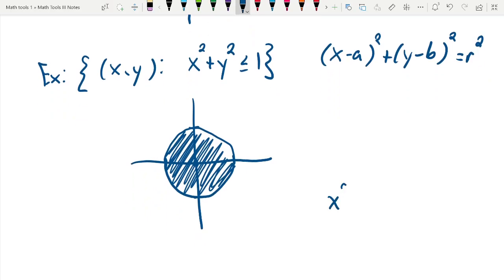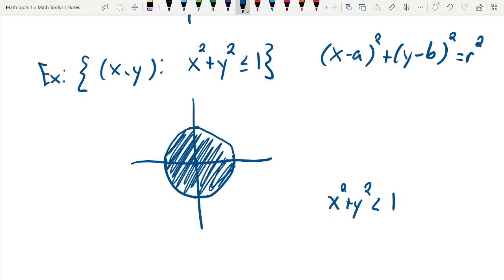So something like x squared plus y squared is greater than or equal to 1 would not be a bounded region, right? That would be like the outside of the circle, so it would be going out to infinity. Something like x squared plus y squared is less than 1 is now not a closed region, because the boundary is not included anymore.